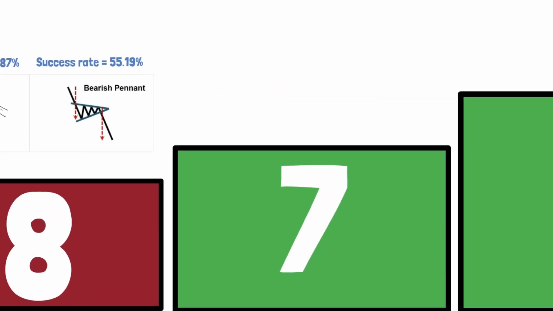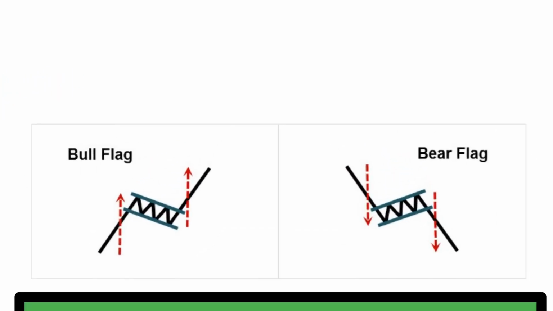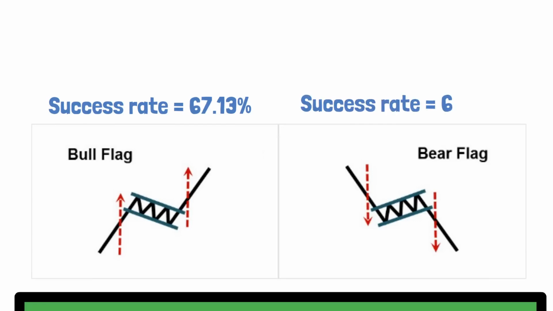Ranked number 7 of the most reliable patterns came the bull and bear flags. The bull flag had a success rate of 67.13%, whilst the bear flag was successful 67.72% of the time. Again, the same measure to determine success was used.